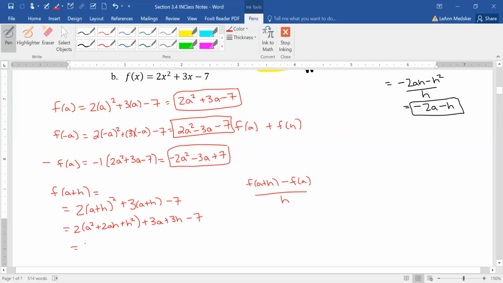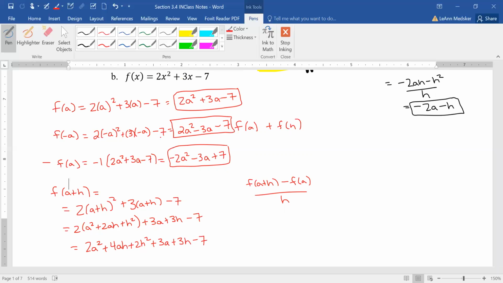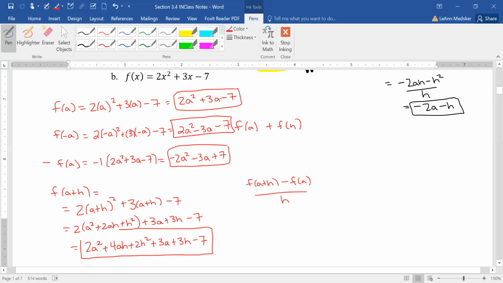Last thing to do here is to distribute that 2. So it's 2a squared plus 4ah plus 2h squared plus 3a plus 3h minus 7. Notice it's very long and it doesn't have any like terms, so we can't even combine any of the terms together.